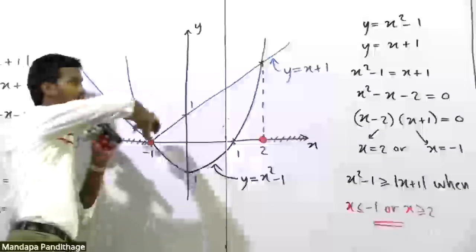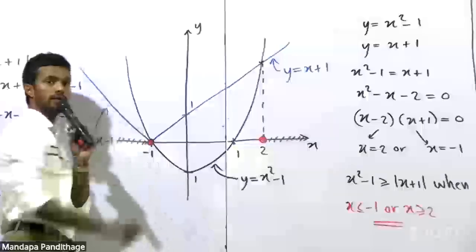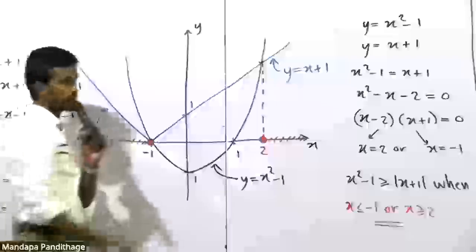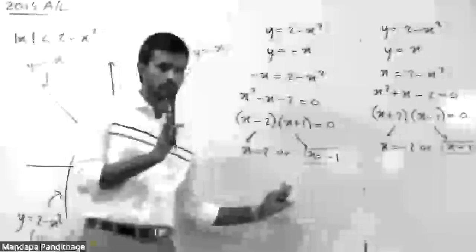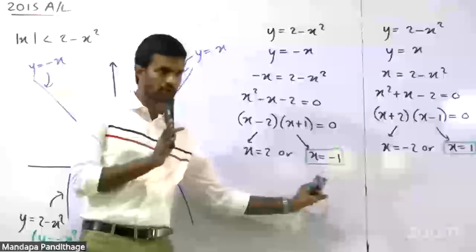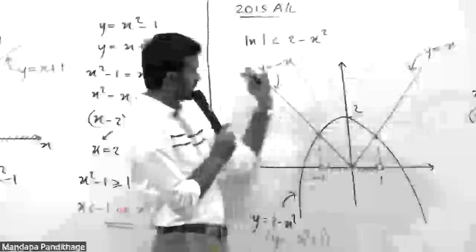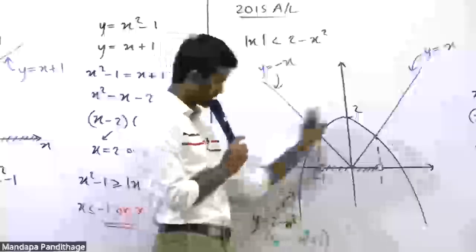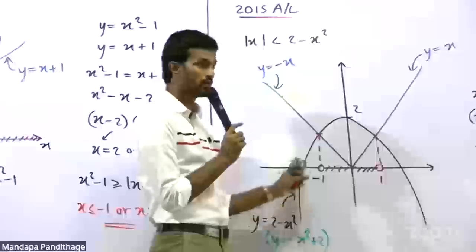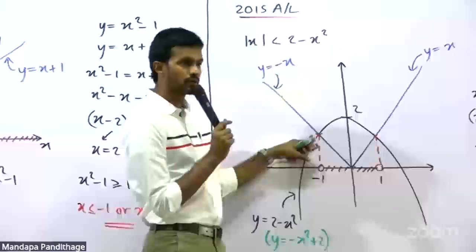Okay. In the diagram, you can see the two intersection points. But now there's a problem here. We have two intersection points when you solve this using algebraic means. But in the diagram, where I have considered y equals minus x and y equals 2 minus x squared, I only have one intersection point.